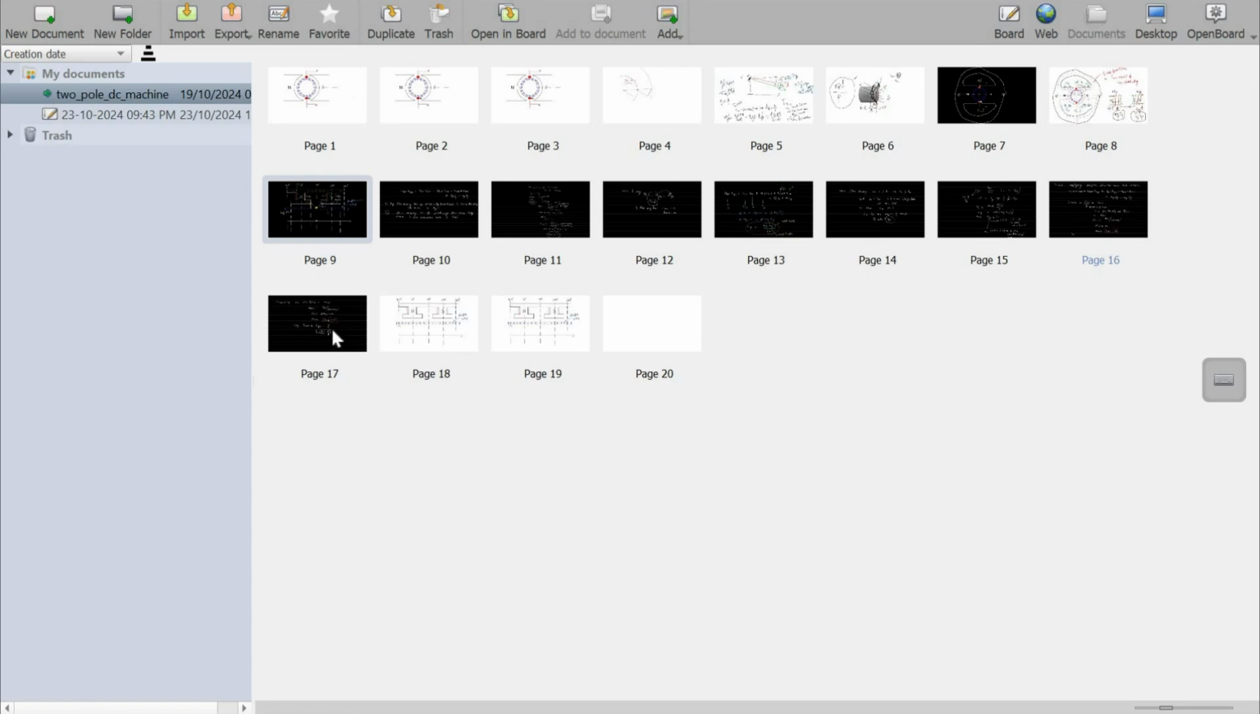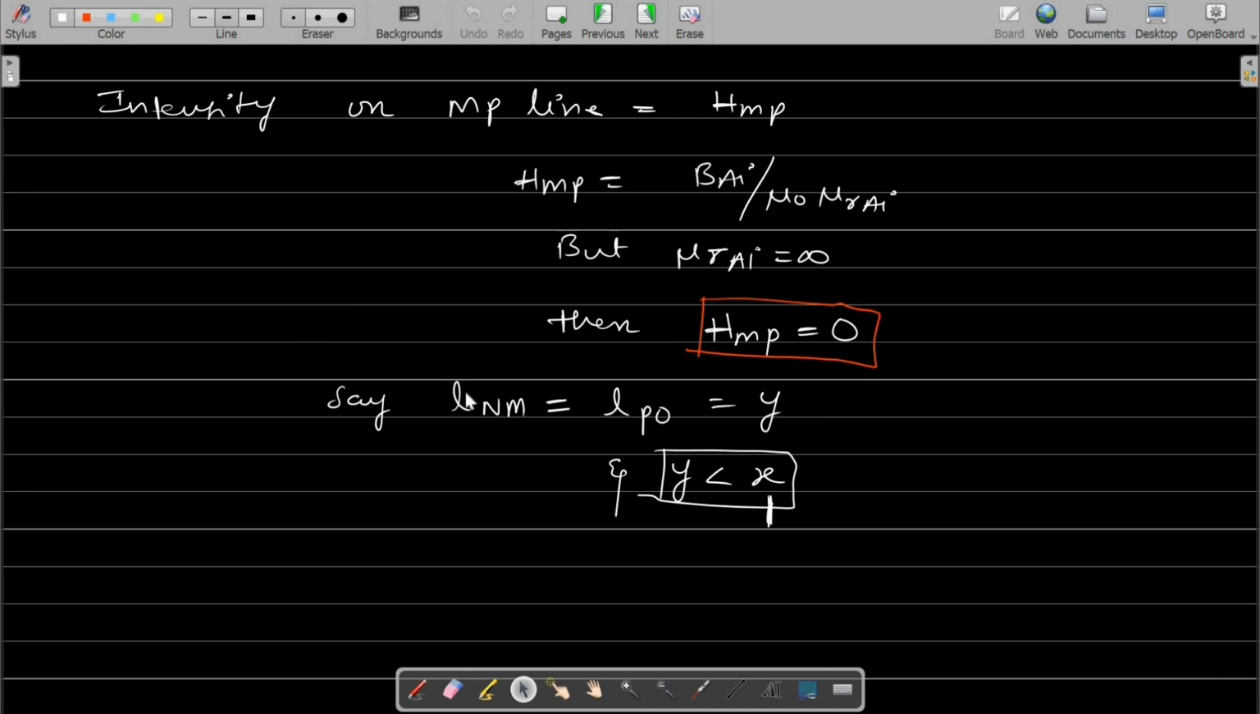And also, let us say that HNM and HPO will be equal to, let us say, Hg2, and this is for the air gap.